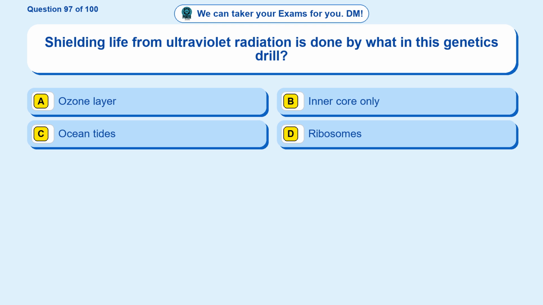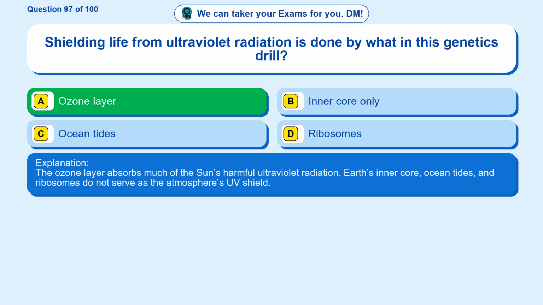Question 97. Shielding life from ultraviolet radiation is done by what in this genetics drill? Option A, ozone layer. Option B, inner core only. Option C, ocean tides. Option D, ribosomes. The correct answer is option A. Ozone layer. The ozone layer absorbs much of the sun's harmful ultraviolet radiation. Earth's inner core, ocean tides, and ribosomes do not serve as the atmosphere's UV shield.